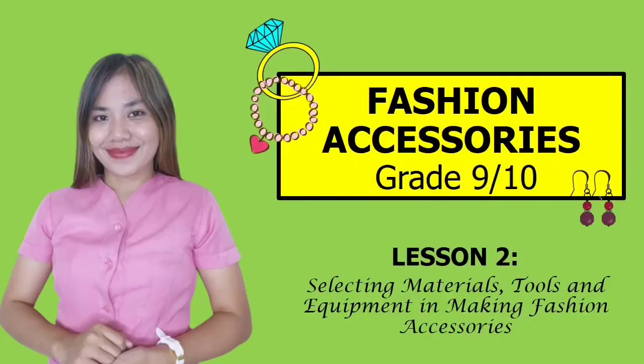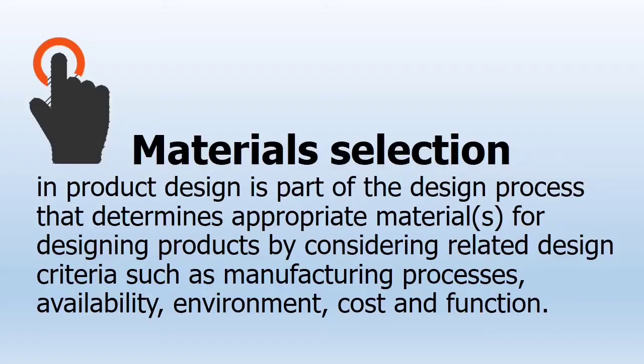Let's get started. So once again, lesson 2, selecting materials, tools, and equipment in making fashion accessories. Material selection in product design is part of the design process that determines appropriate materials for designing products by considering related design criteria such as manufacturing processes, availability, environment, cost, and function.